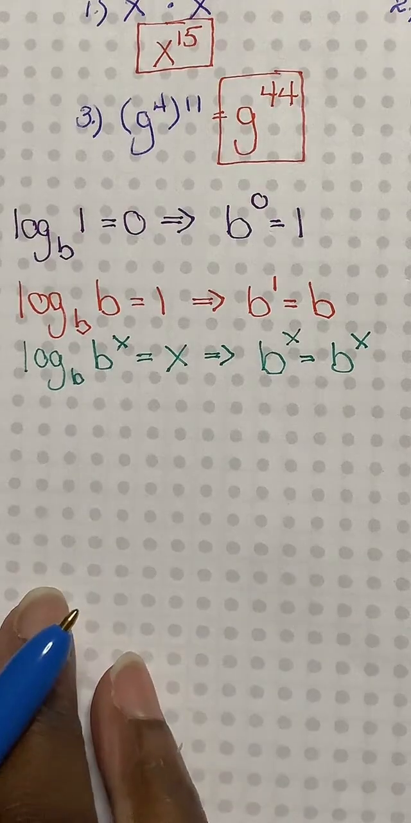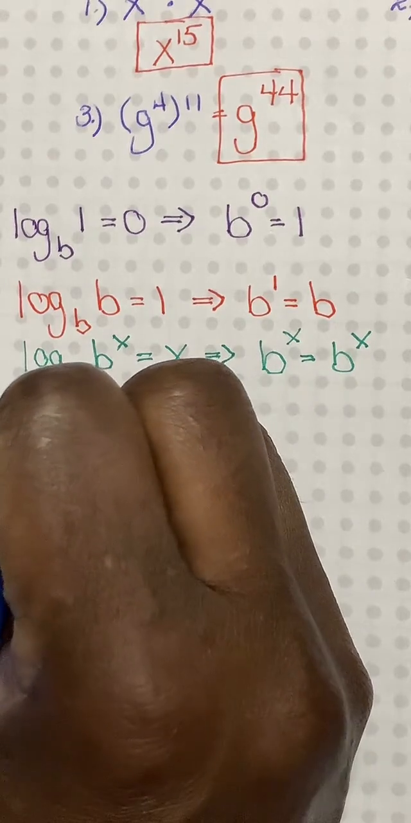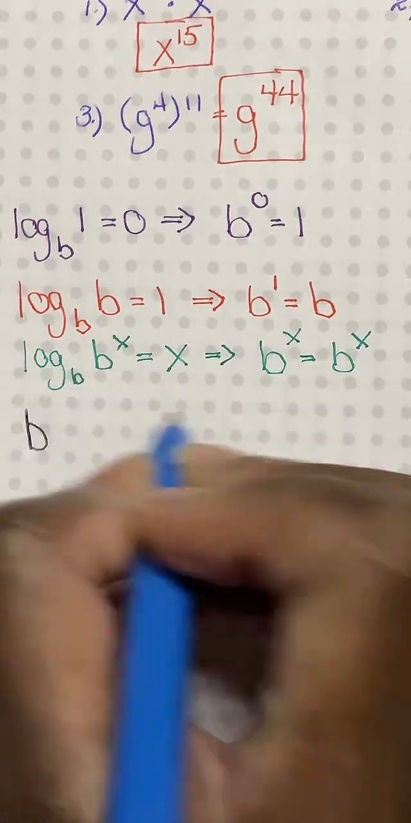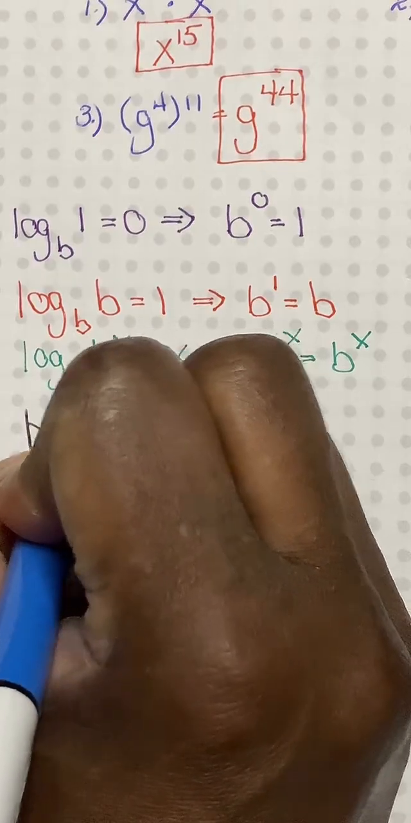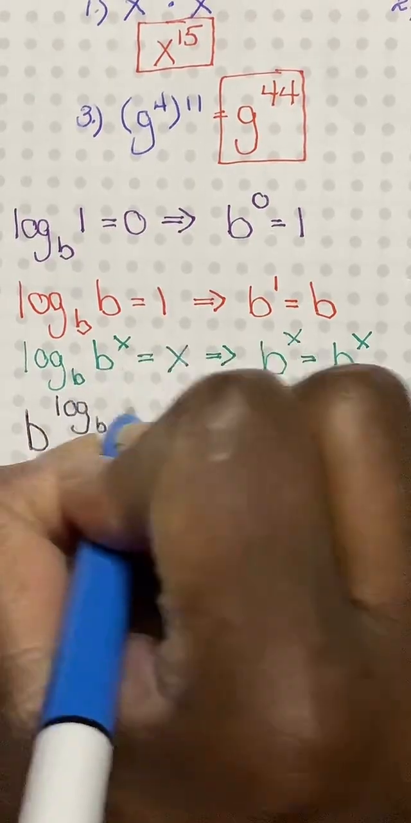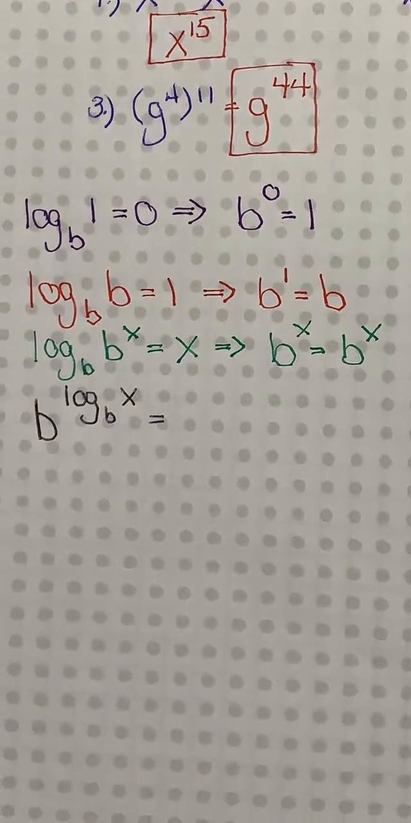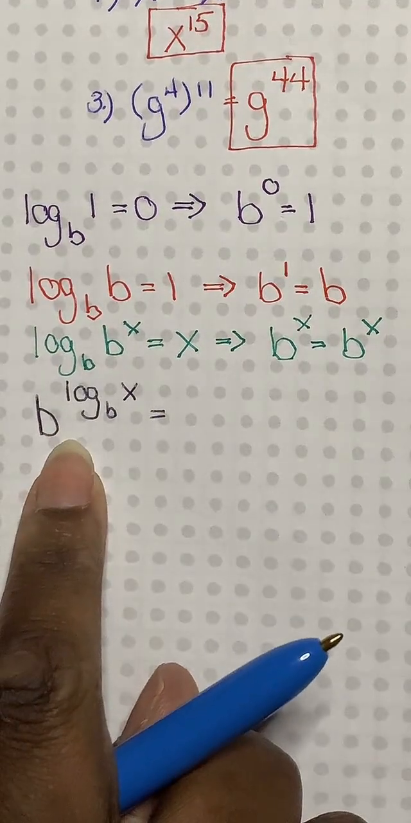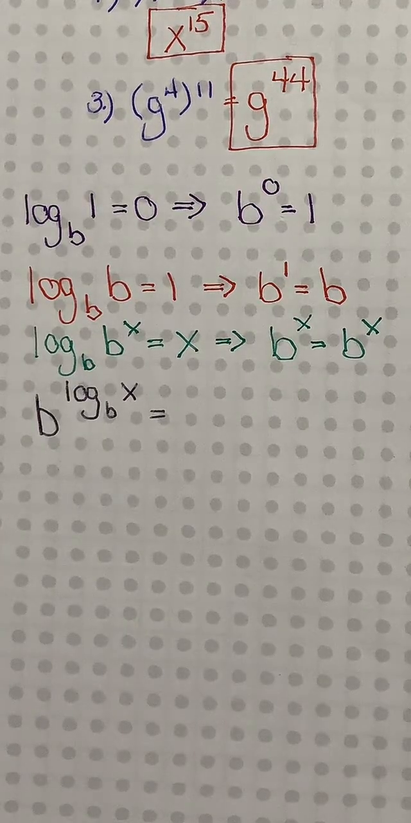Okay. And lastly, if they give you b as the base, and they said, okay, your exponent is going to be the log base b of x. If they give it to you like this, it's basically algebra 2.